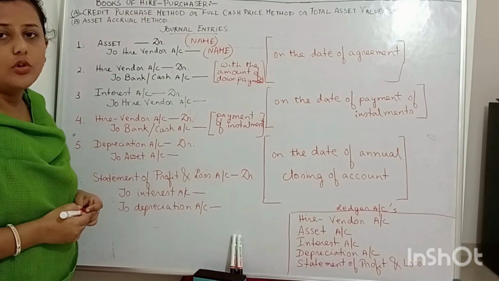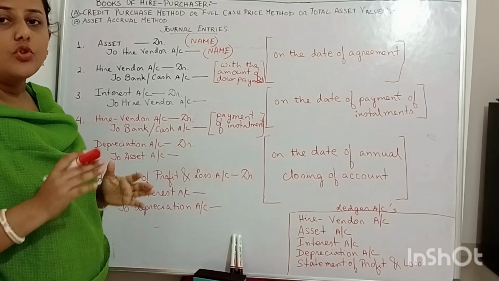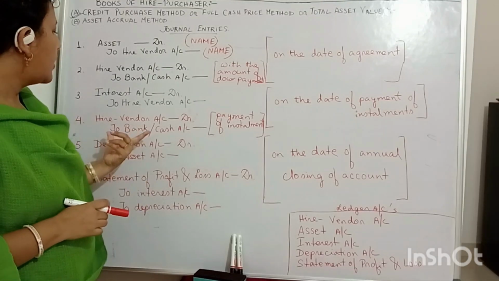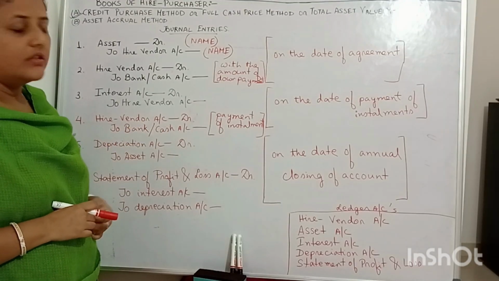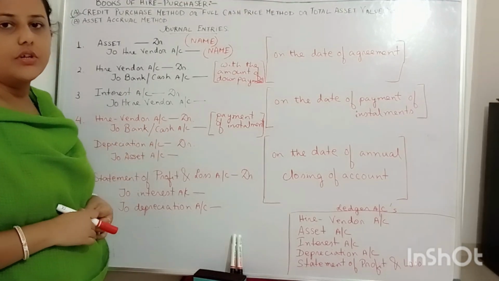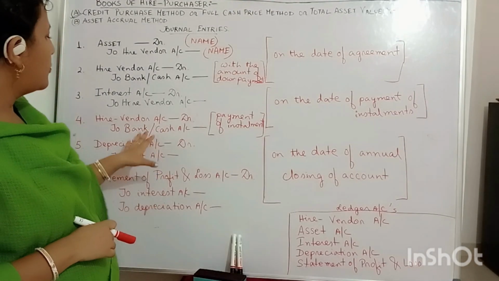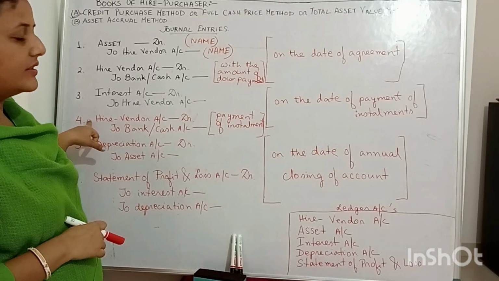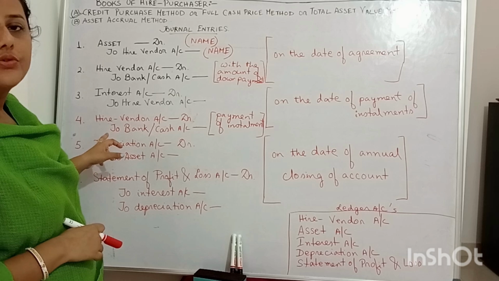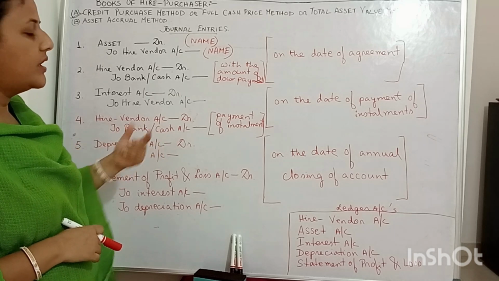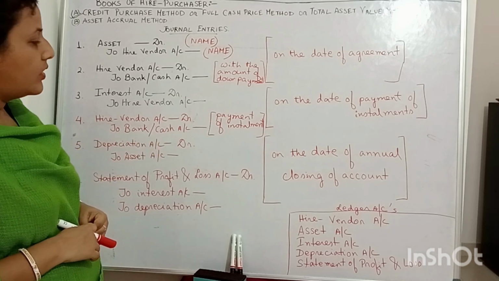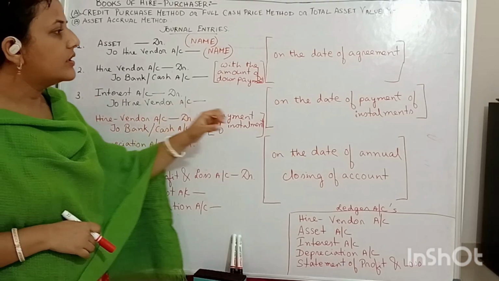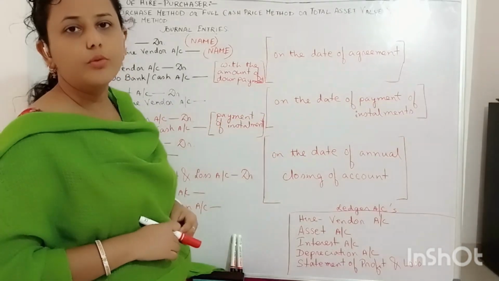Payment of installment. So installment includes cash price as well as interest. So hire vendor account is debited to bank account, to cash account. Okay, installment is paid. Hire vendor is debited because liability decreases, and bank cash, okay, asset decreases, so it should be credited. Got it? So these two entries are passed on the date of payment of installments.